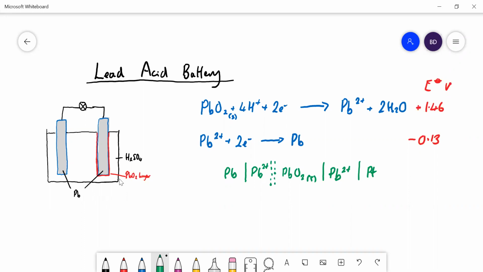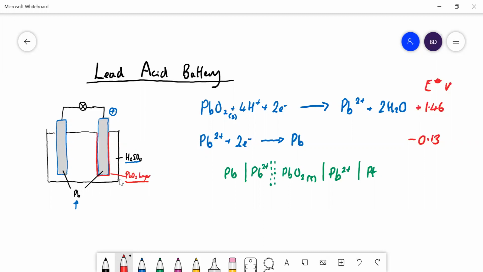It consists of, as you can see here, 2 lead electrodes in a solution of dilute sulphuric acid. As we'll see, the positive electrode, this one here, is actually, when the cell is charged, coated with a thin layer of lead 4 oxide.